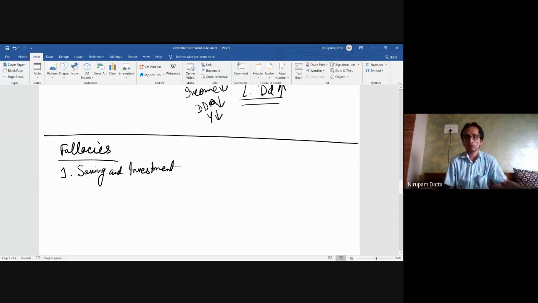Some individuals may only be saving, but they are not investing. But there will be certain individuals who are only investing and they are not saving. So for them, saving and investment will not be in equilibrium. Second comes income and expenditure.